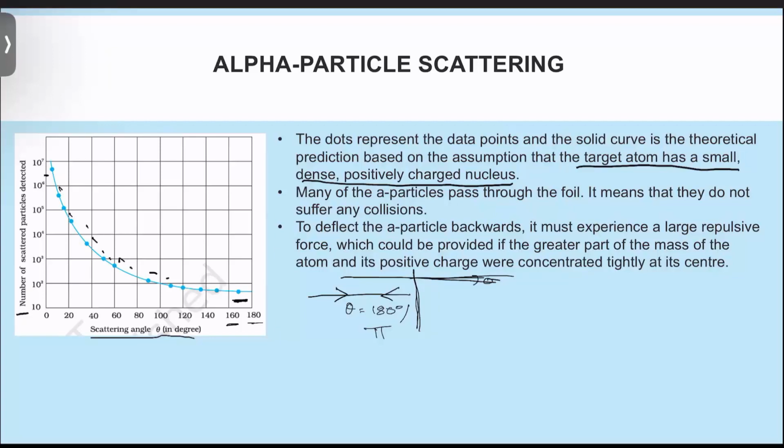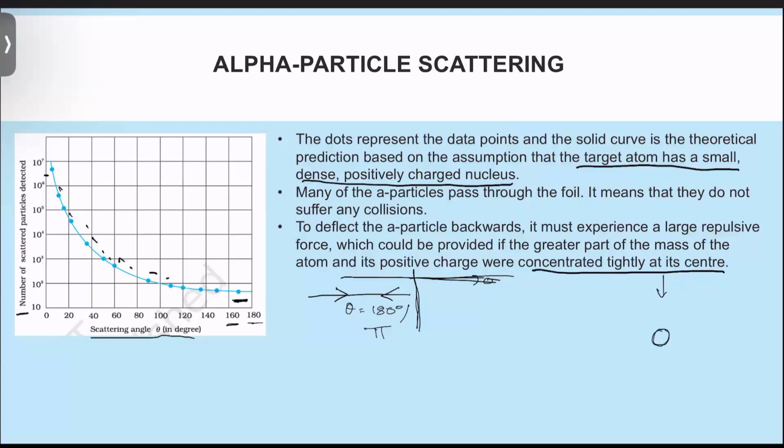The phenomenon that confirmed Rutherford's model was that whenever an alpha particle is getting backscattered, it needs a very large repulsive force in play. The only way this repulsive force can be given to the particle to get backscattered is if the greater part of the mass of the atom and its positive charge were concentrated tightly at its center. Concentrated tightly at its center is again Rutherford's model.